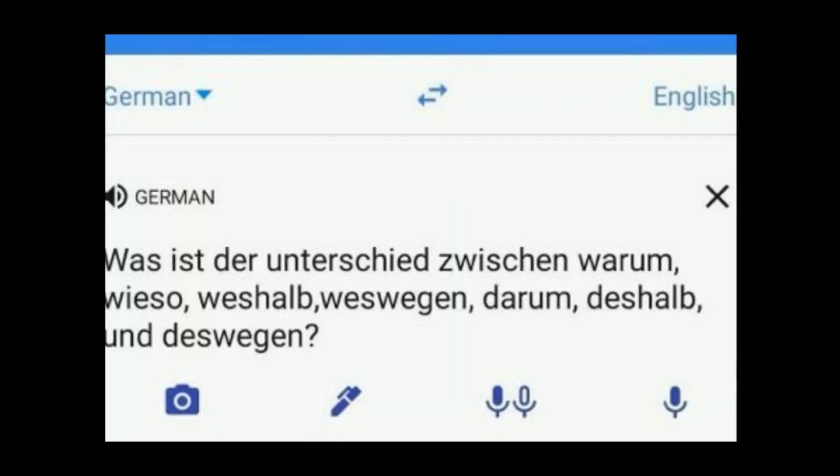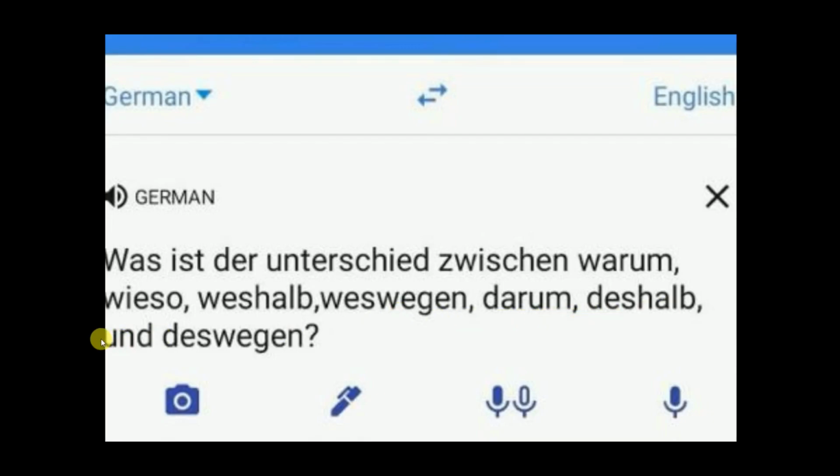So what is the use? I mean, why are we conducting these classes when we are having DeepL or Google Translator or so many tools like these? So I give you one classic example. If you yourself try it over Google, just type this: Was ist der Unterschied zwischen warum, weshalb, weswegen, darum, deshalb and deswegen?